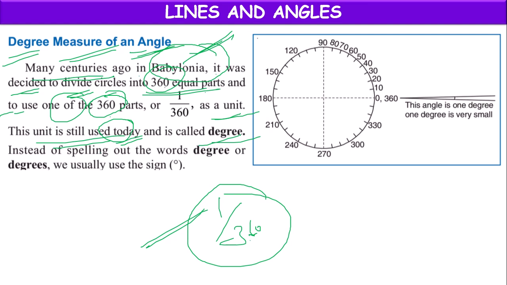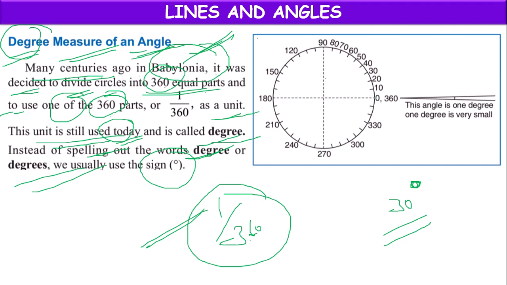Degree. Instead of spelling out the words degree or degrees, we usually use the symbol, a small 0 in the exponent place. Suppose 30 degrees, 30 to the power of 0, like that. So here, degree means the circle is divided into 360 equal parts, and out of 360 equal parts, one part is considered as a degree.